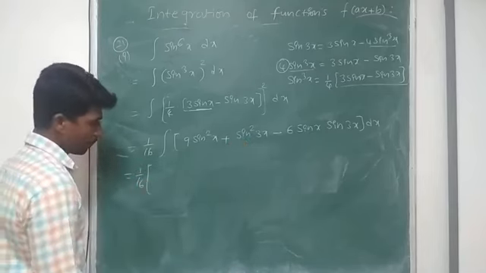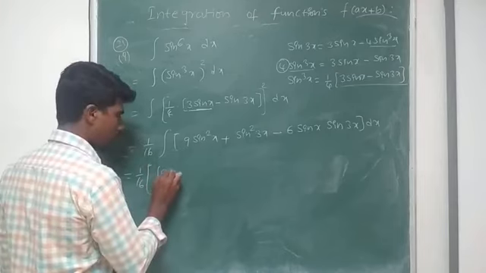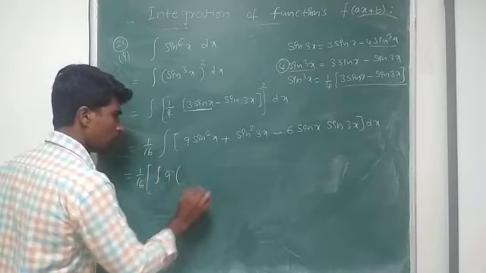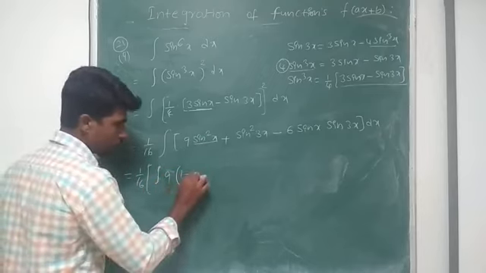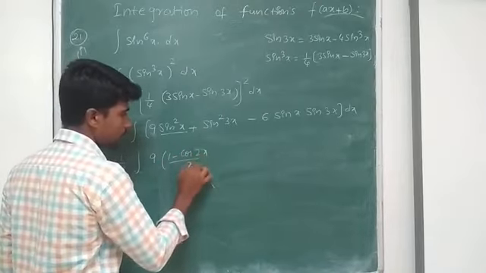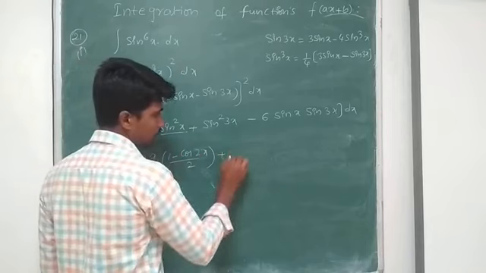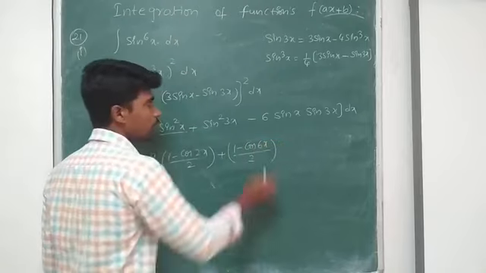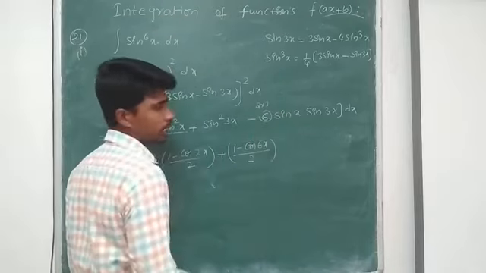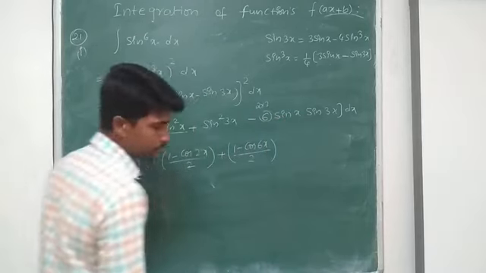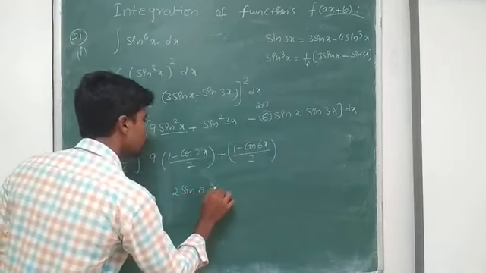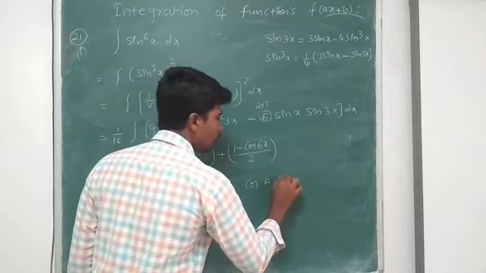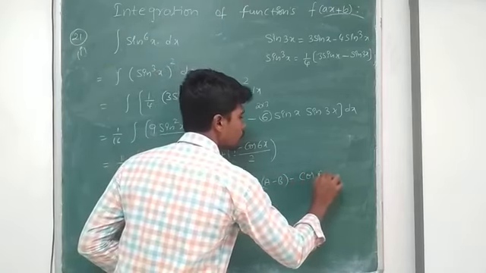1 by 16 into integral of 9 of sin square x can be written as 1 minus cos 2x by 2 plus 1 minus cos 6x by 2. 6 can be written as 2 into 3. So I use 2 sin x sin 3x. I have the 2 sin a sin b formula. What is the 2 sin a sin b formula? Cos a minus b minus cos a plus b.